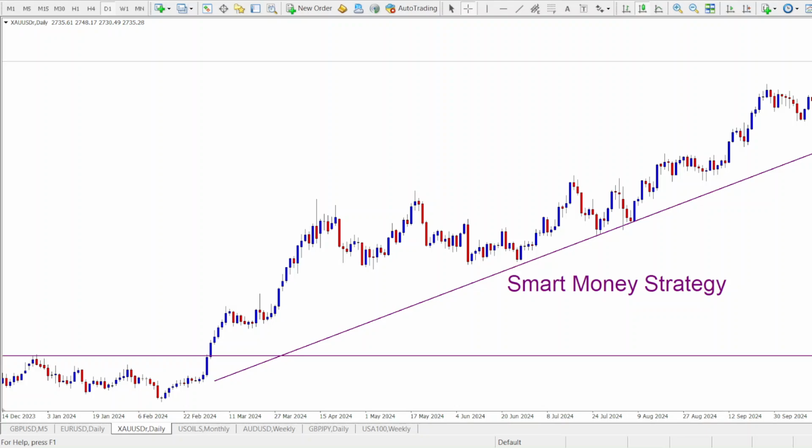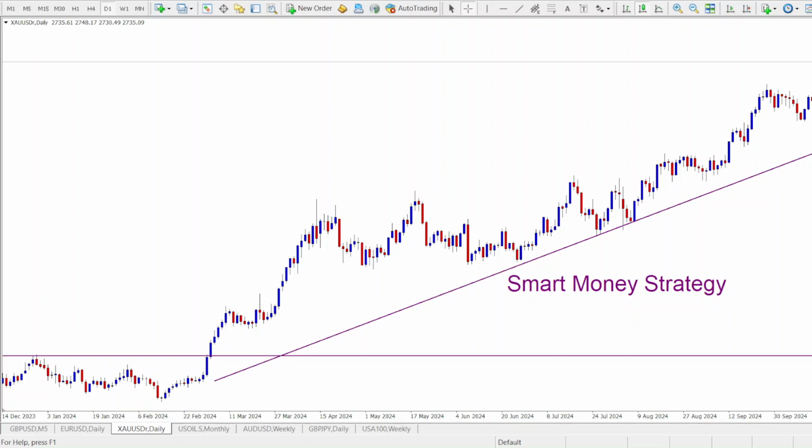Now, secondly, one of the smart money movements to watch out for is institutional candlestick patterns. There are also certain candlestick patterns that can indicate smart money's involvement. Patterns like engulfing candles or pin bars at significant price levels can be a clue that smart money is moving in.